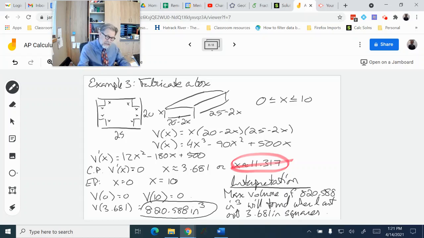All right, for my class, why don't you go ahead and pause, do exercise 7 out of the book.